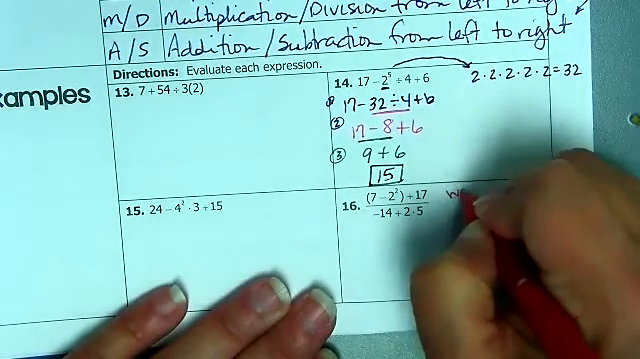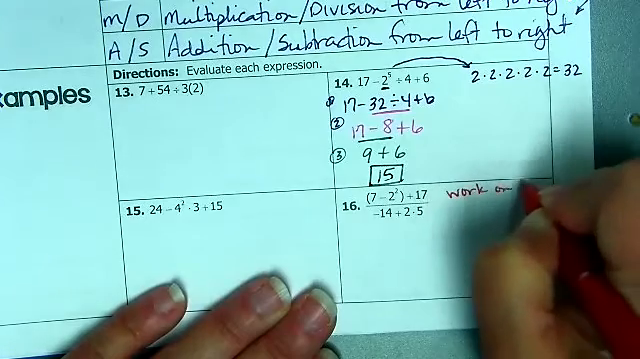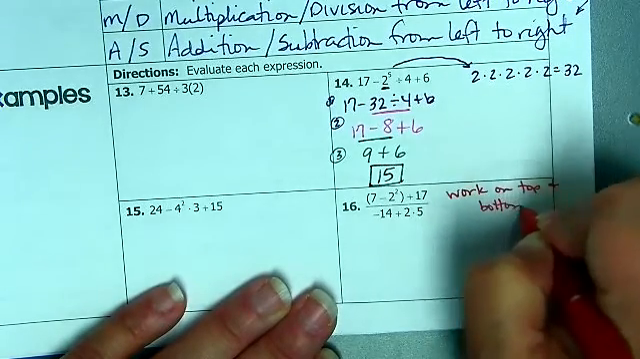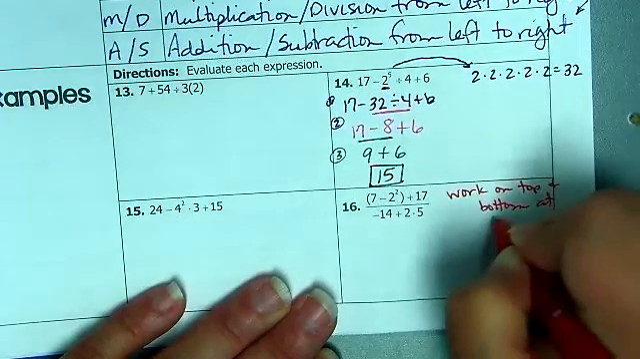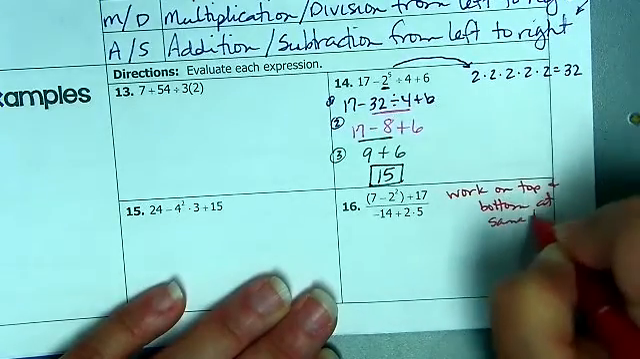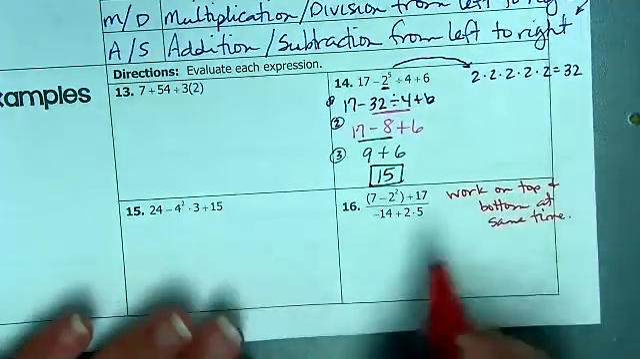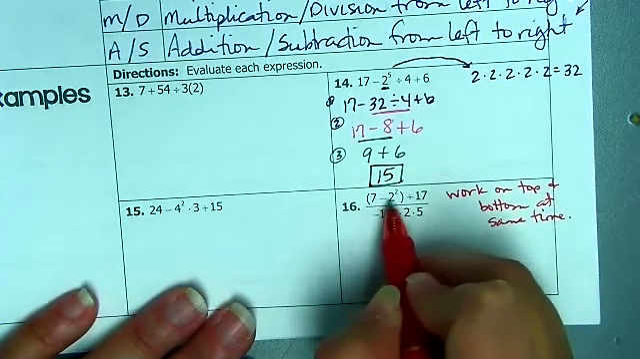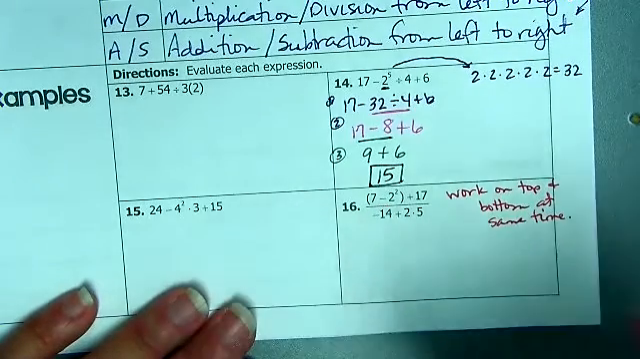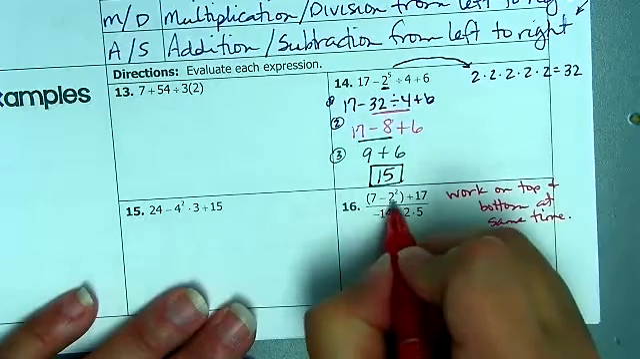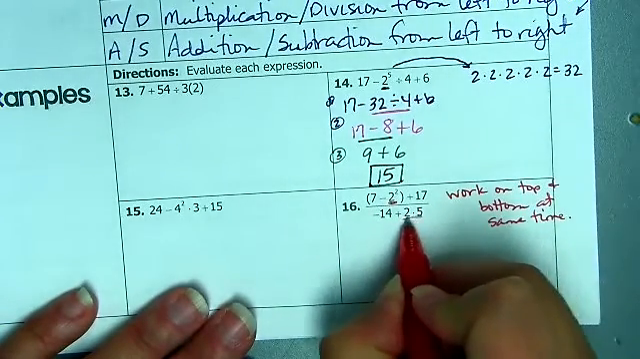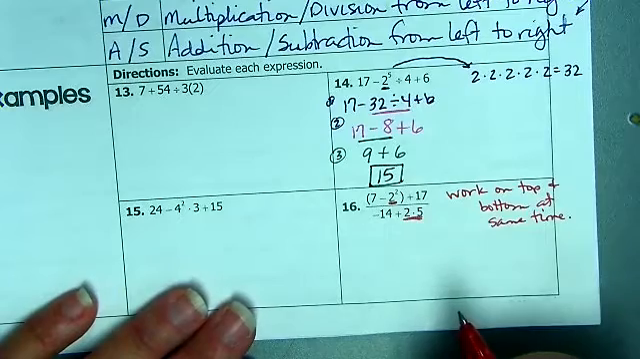Work on top and bottom at the same time. All right, so I'm looking to see, are there any grouping symbols? Yes, but once I'm inside the grouping symbols, I start PEMDAS over again. So I'm going to do this 2 to the 4th, and then I'm also going to do the 2 times 5 at the same time.